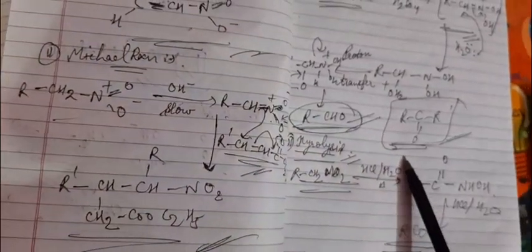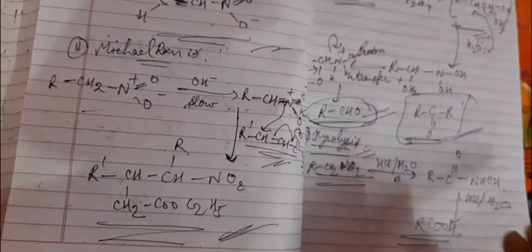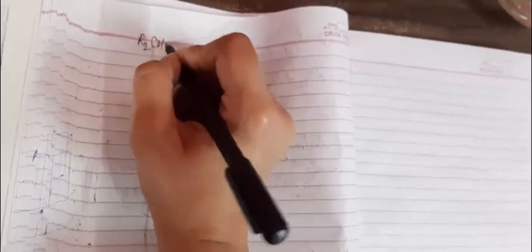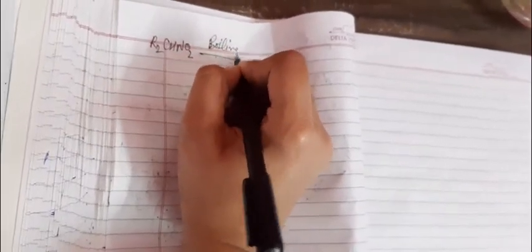This reaction is used for the manufacture of hydroxylamine. In contrast, if we take secondary nitroalkanes for the hydrolysis process with boiling HCl, then they give a ketone and nitrous oxide. The reaction can be written as R2CHNO2 treated with boiling HCl gives R2CO, we can write the ketone in this form also, plus N2O, that is nitrous oxide, and water as side products.